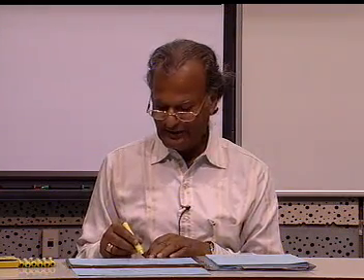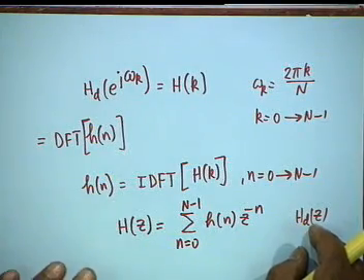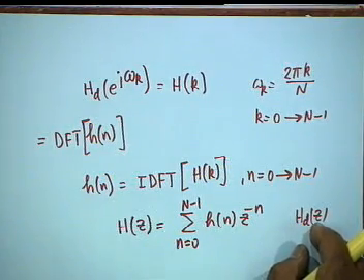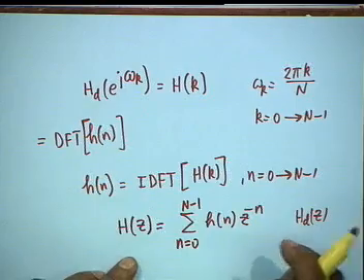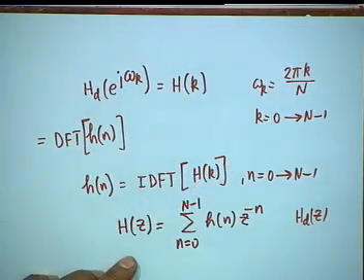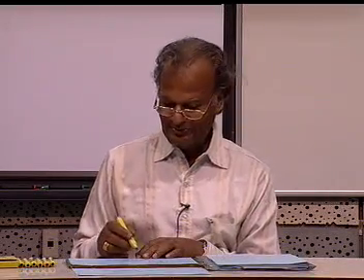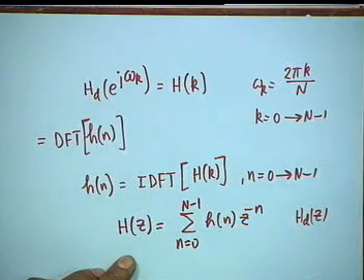Conceptually, it is simple. H of z shall be an approximation to H d of z, because you are using only a finite number, it cannot be exact, but we shall show that the frequency response at the DFT points are identical for both H of z and H d of z.